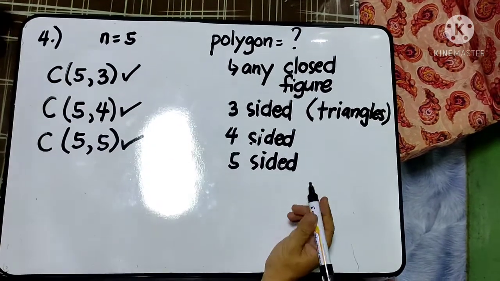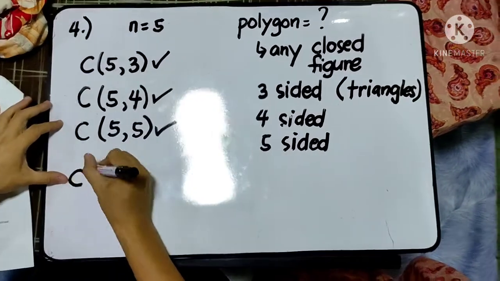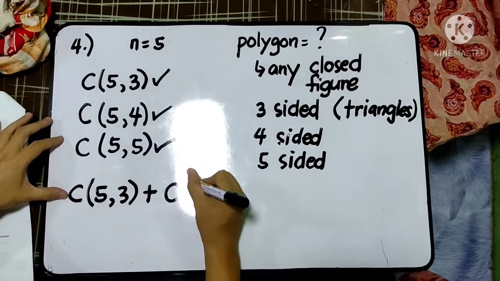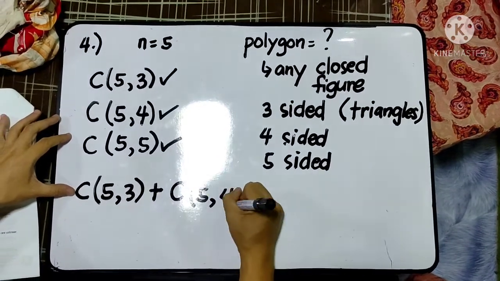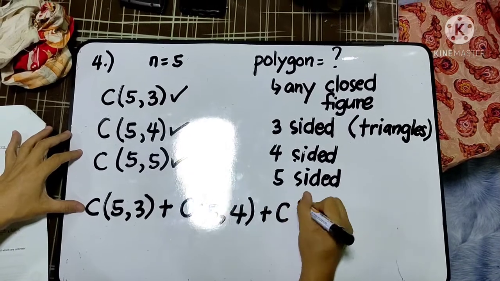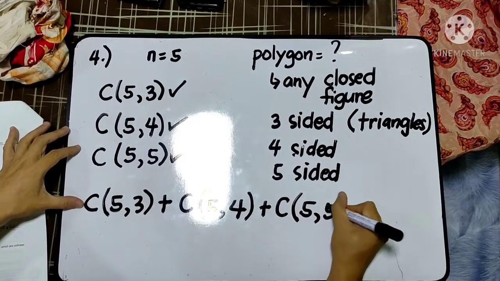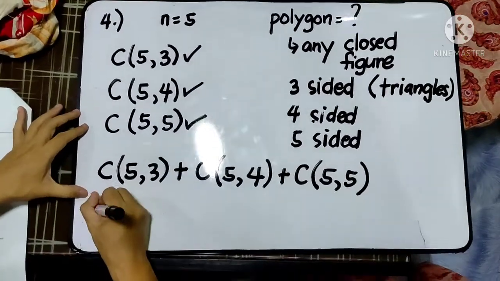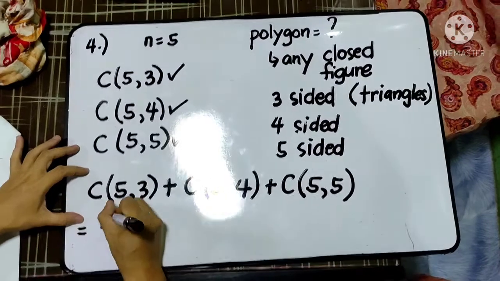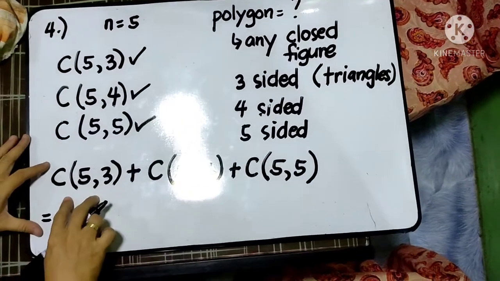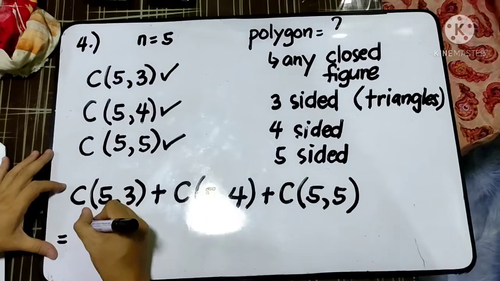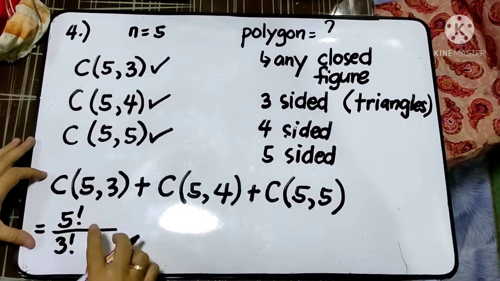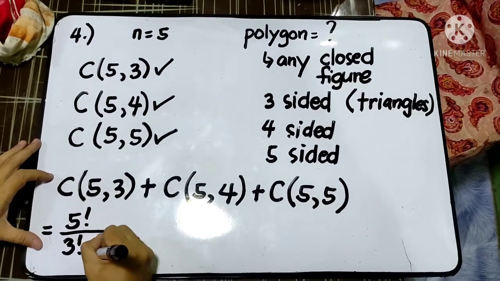So, this will become combination of 5 taken 3 plus combination of 5 taken 4 plus combination of 5 taken 5. So, if you're going to simplify this further, this will become 5 factorial over 3 factorial, 5 minus 3 is 2 factorial.